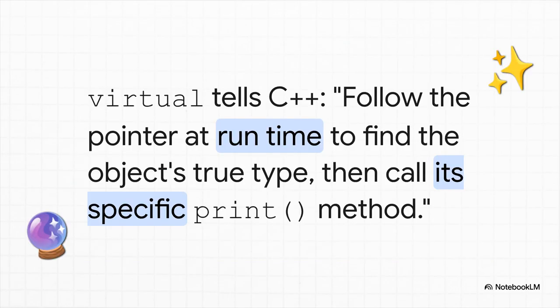It's a message to the compiler. It says, hey compiler, don't you dare decide which print method to call right now. Instead, I want you to wait until the program is actually running. And at that exact moment, follow the pointer, figure out what kind of object is really on the other end, and then, and only then, call its specific version of print. This is what we call dynamic binding, and it is the engine that drives polymorphism.